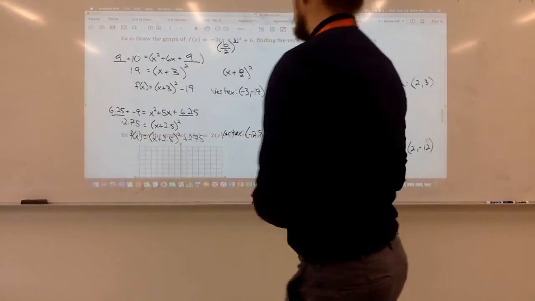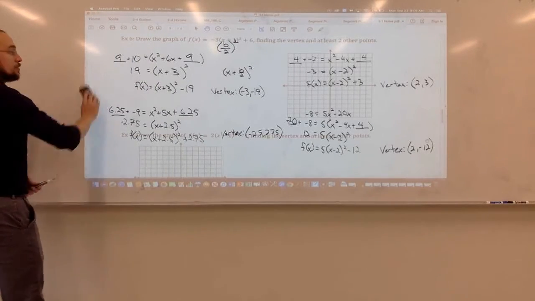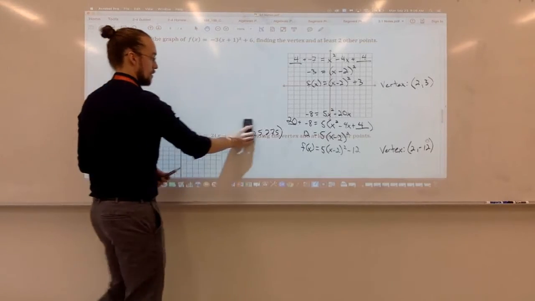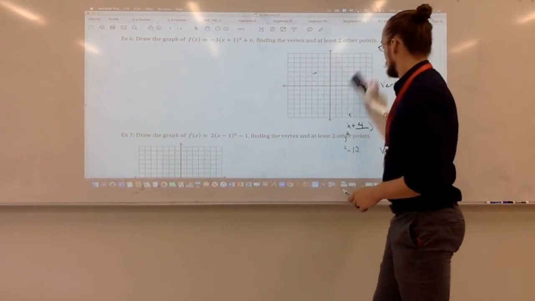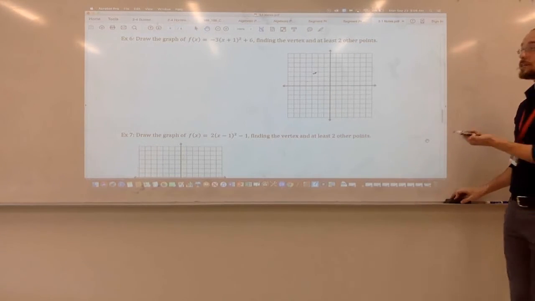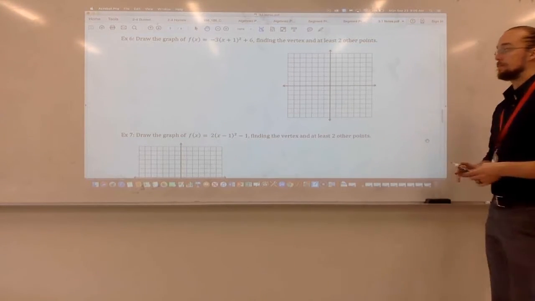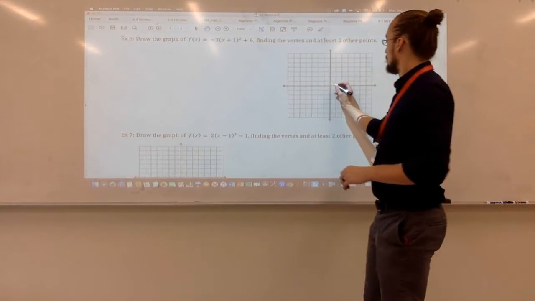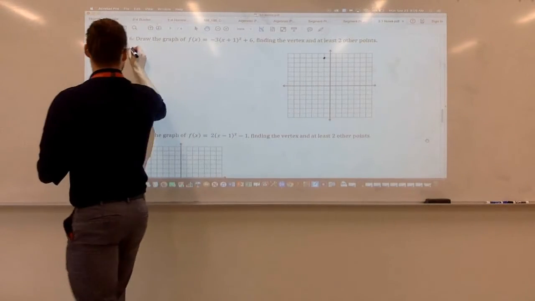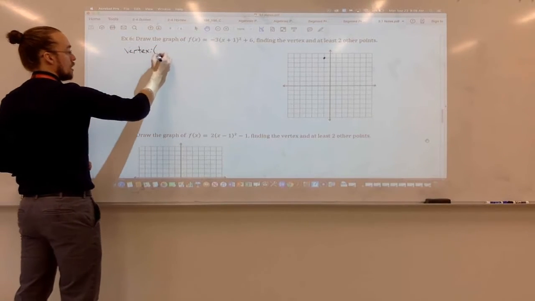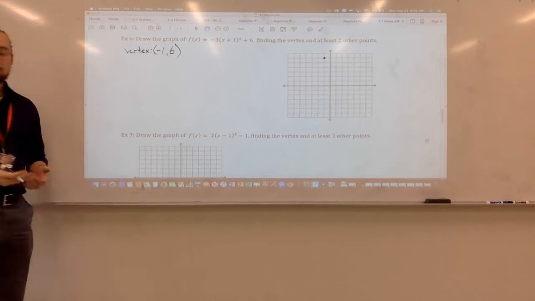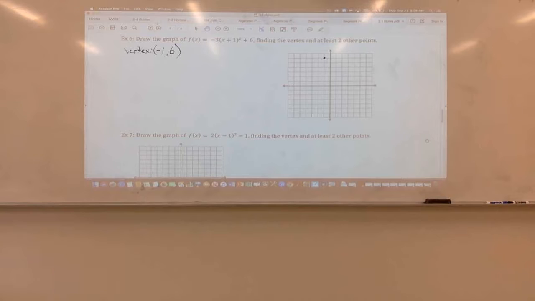Take a look at the graph that is in vertex form. First, to graph this, it tells me to find the vertex and then find 2 other points. So what is my vertex here? Negative 1, 6. So what would be an easy way to find 2 other points on this graph?